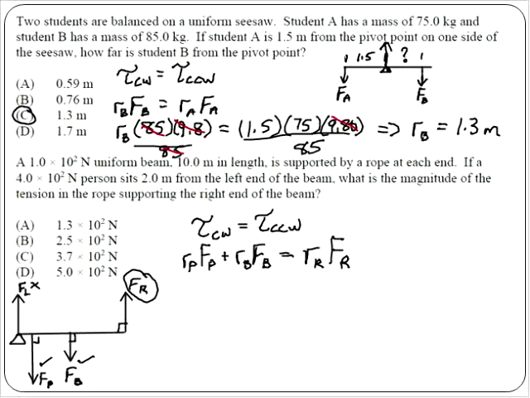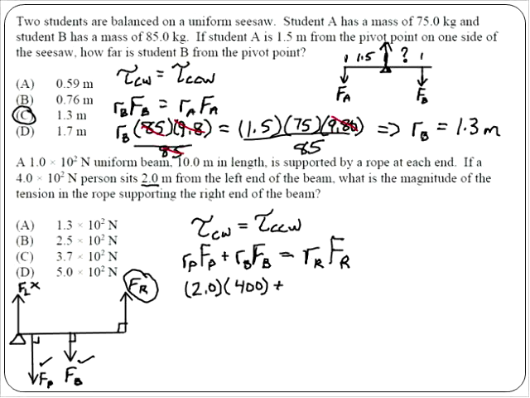Okay, R_P, force P, the force of the person. It says he's 2 meters from the left end of the beam, which is where we got our pivot point. So he's 2 meters away from the pivot. So I put 2.0. The force of the person is 4.0 times 10 to the 2. I'm going to write that as 400, which is easier to punch into the calculator.